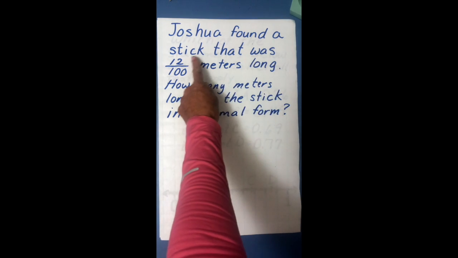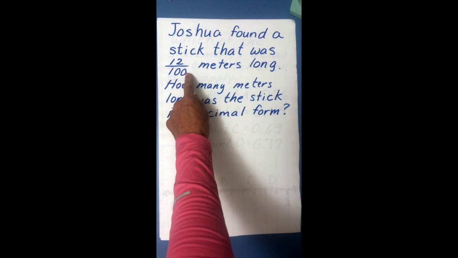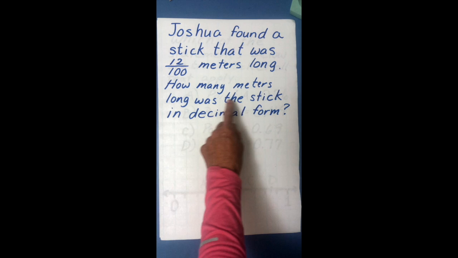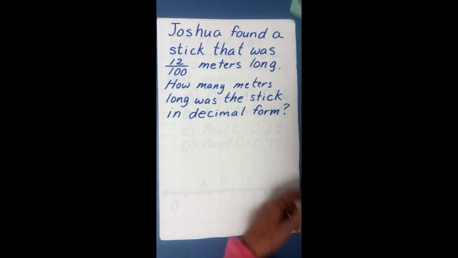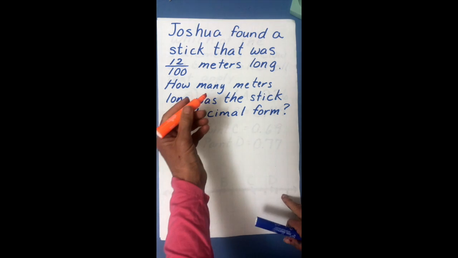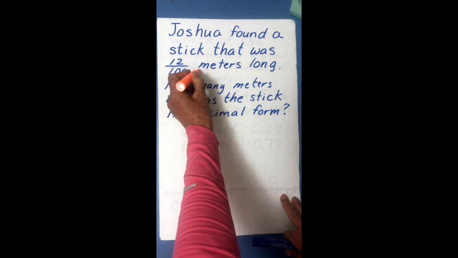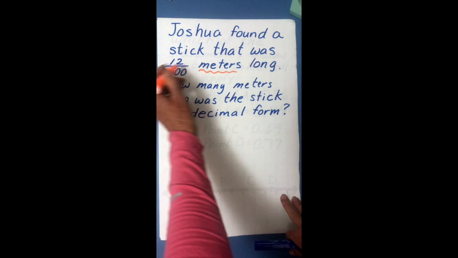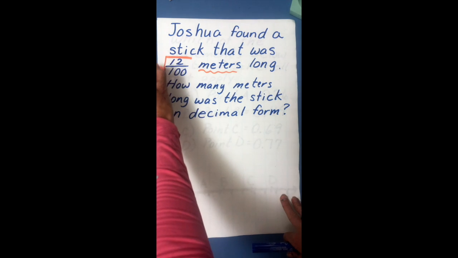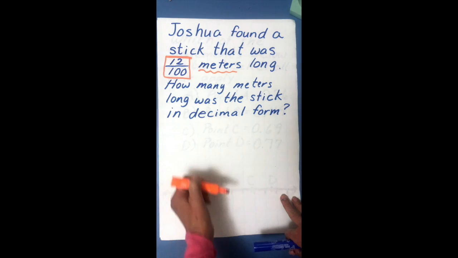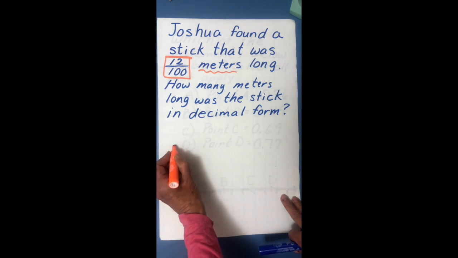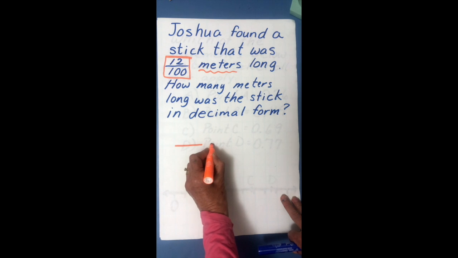Joshua found a stick that was 12 hundredths meters long. How many meters long was the stick in decimal form? So the thing that makes this scary is just the word meters. Well, what if you just said, you have this fraction, 12 hundredths, can you turn it into decimal form? Because that's all they're asking. So remember, I just make my place value chart.